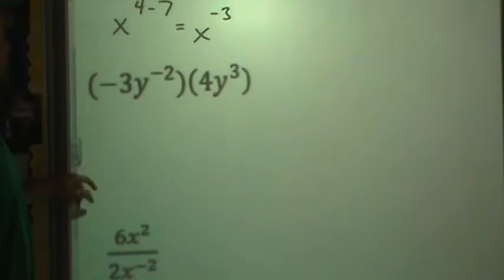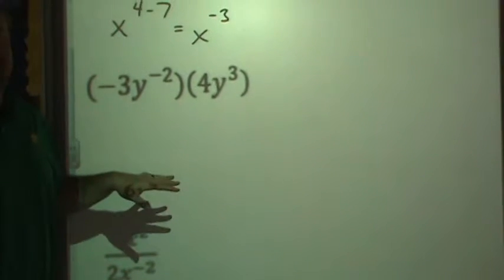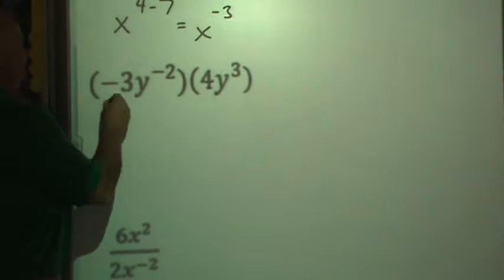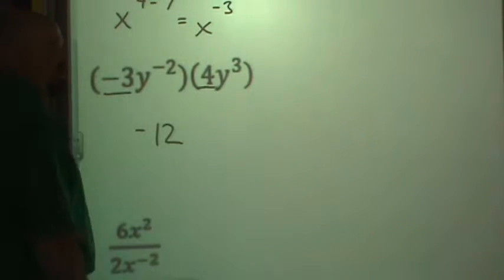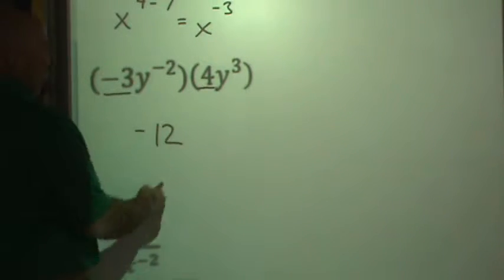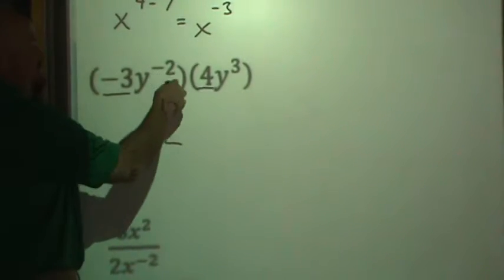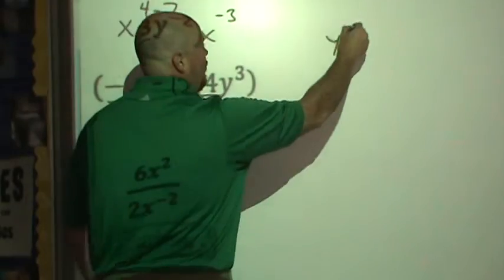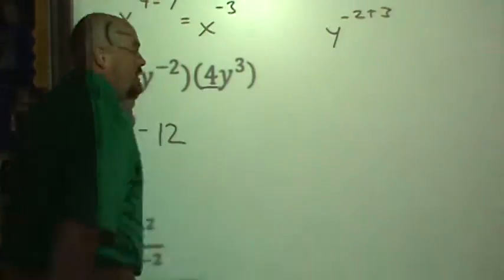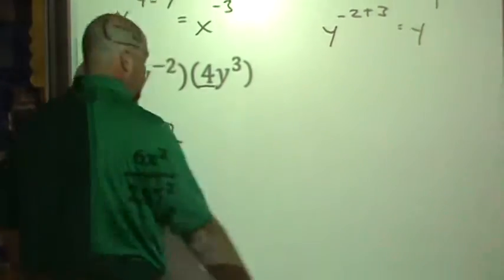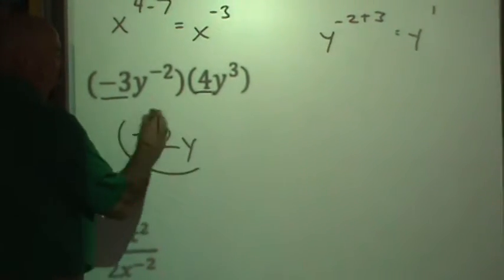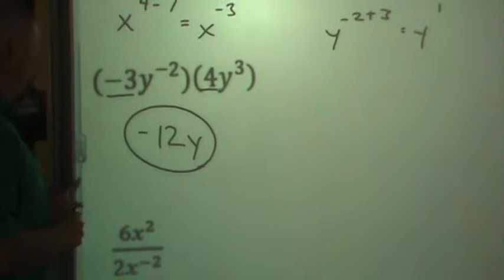Okay, let's look at this next one. We've got the product of two powers. I'm using the shortcuts now. I can multiply the two coefficients together, and I can add the exponents. Y to the negative second and y to the third. If you need to go off to the side and do this, negative 2 plus 3 is 1. So this is really y to the first. So I get negative 12 y as my final answer here.